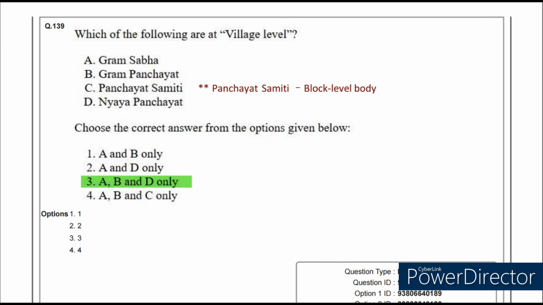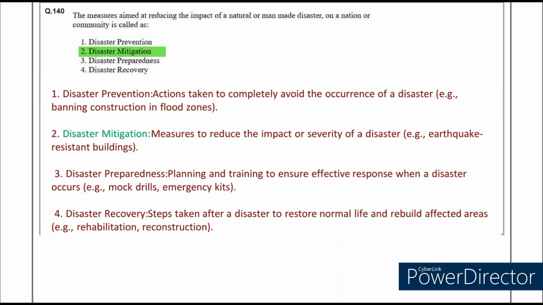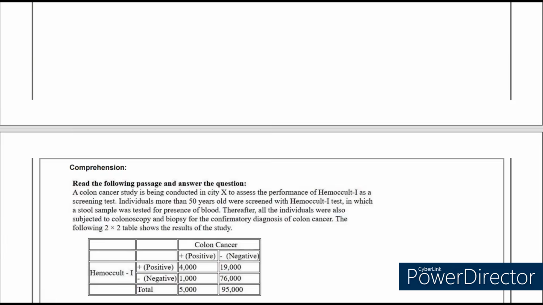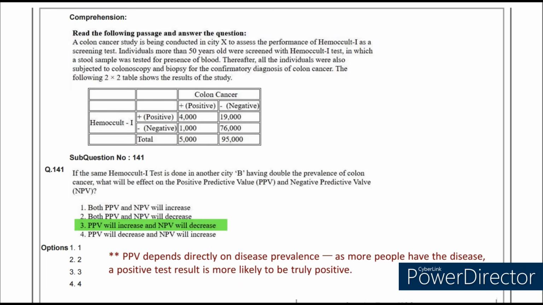And now coming to question number 139, which of the following are at village level? Options A, B and D are correct options. Panchayat Samiti is at block level and not at the village level. And now coming to question number 140, which is on disaster management, and again a very easy question. Reducing the impact of natural or man-made disaster on a nation or community. So what is it called? It is disaster mitigation.